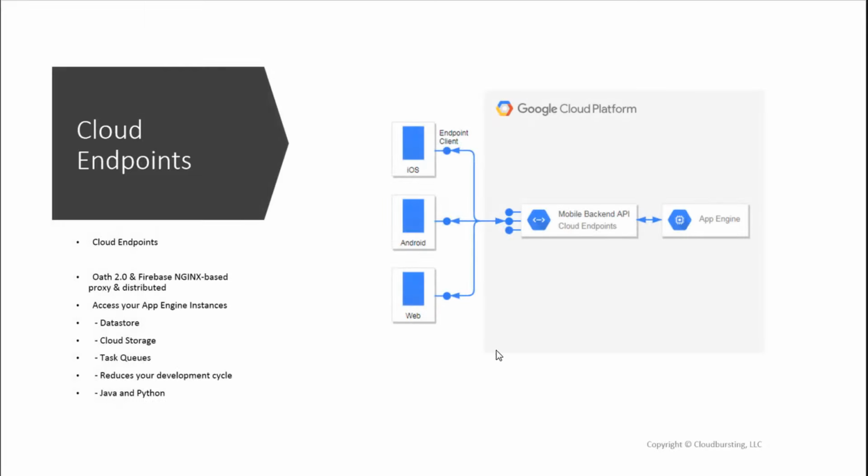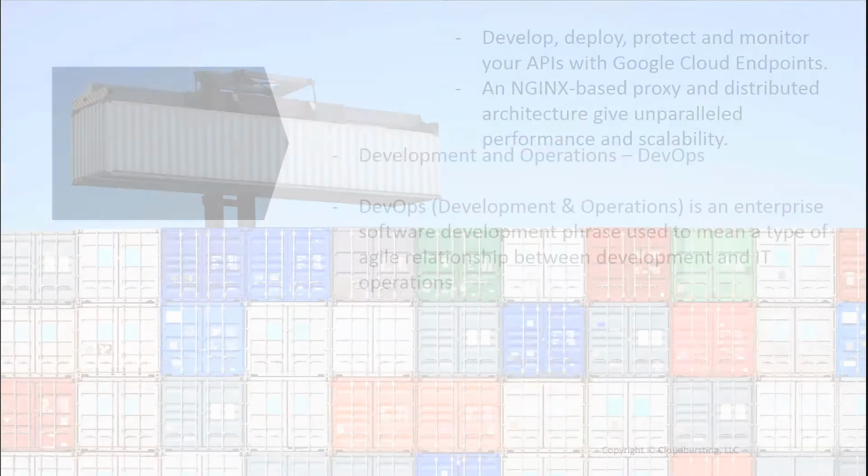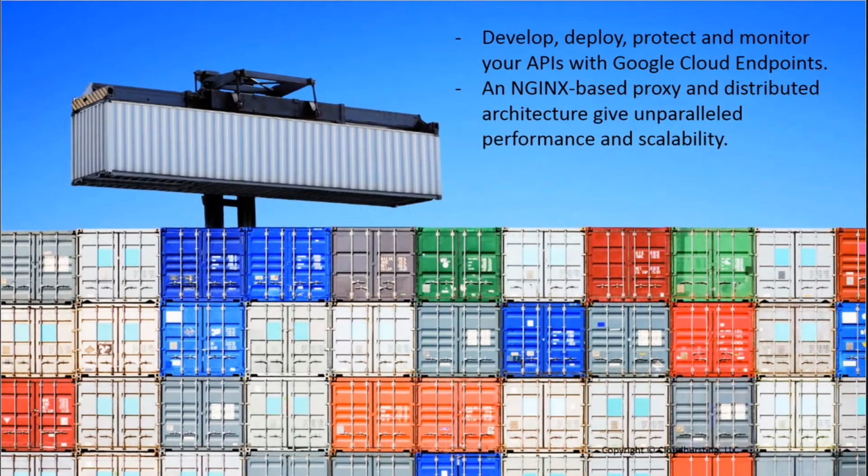And here's another example of how a mobile backend would be utilized with App Engine. And so you have your mobile clients on the left, basically accessing Cloud Endpoints and extending out to App Engine as well. And then we consider Cloud Endpoints. Again, the goal is to develop, deploy, protect, and monitor your APIs with Cloud Endpoints. Remember, it's an Nginx-based proxy and a distributed architecture and provides extremely good performance and scalability. Let's go ahead and move on.